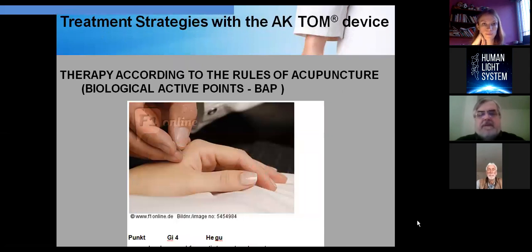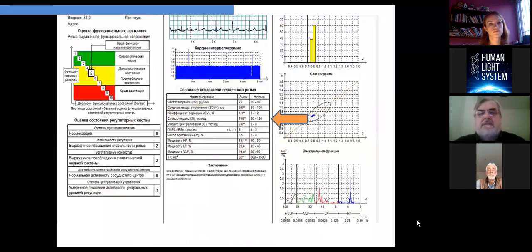Another point is the point GE4 or HEGU. Again, if you influence this point with EHF radiation, you have an analgesic and anti-stress effect. To demonstrate this, I have an example: measurements with heart rate variability.